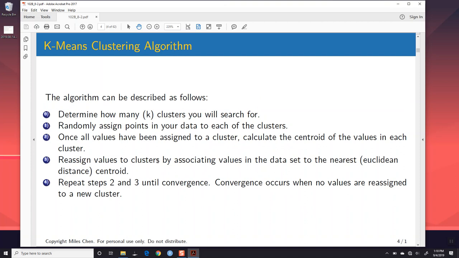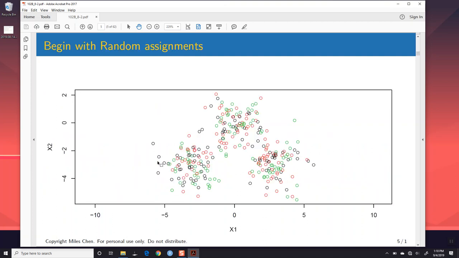And we said, you know, you start off with deciding how many clusters you want, you're going to randomly assign your points, and then you calculate the centroids, you reassign based on which centroid is closest, and then you go back and forth: reassign, calculate the nearest centroid, reassign, calculate the distance to centroids, okay? So here, we start off with random assignments.